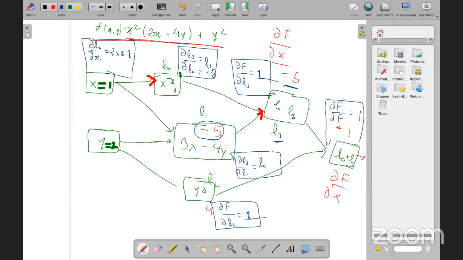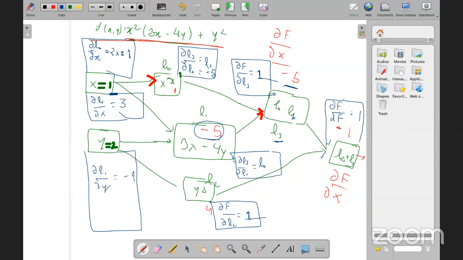Similarly, this one is also coming back here, and there's no space left, so let me write it here. So it would be dl1 by dx, and this would be dl3. Yeah, this would be 3. And similarly, there are 2 nodes here. Let's just write quickly. So dl1 by dy, and that is -4. And you have dl2 by dy, and that is 2y, and you put y equal to 2, you get 4. So both, this is -4, this is 4.